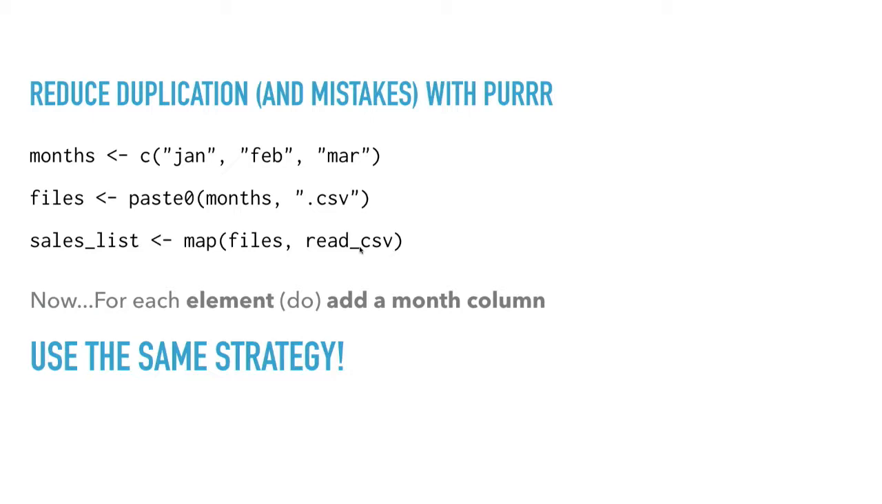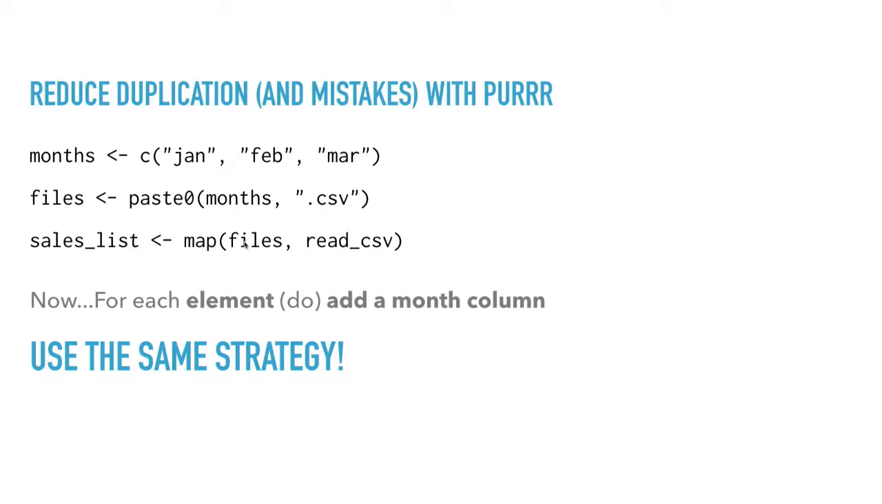So sales_list is now a list. It's the same length as what we passed in files, so it's a list of 3. Each element in sales_list is the result of the read_csv. And read_csv always returns a tibble, or at least a data frame. Don't quote me on that. But that's what's sitting in each of those elements.